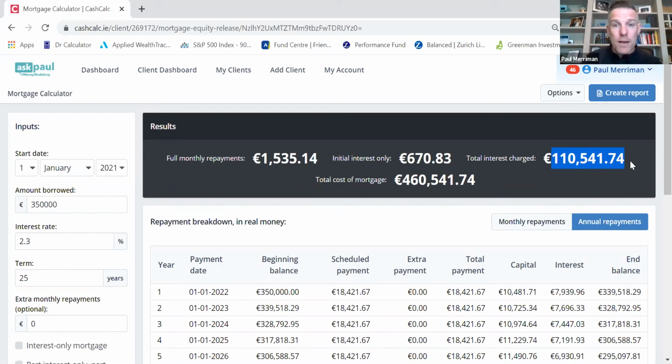If you bring your term down by 25, you got that initial saving of 68 grand. And if you reduce your interest rate to 2.3%, you're now saving 110,000 euro in interest. And this is the service we do.